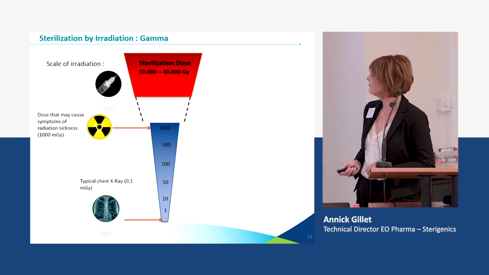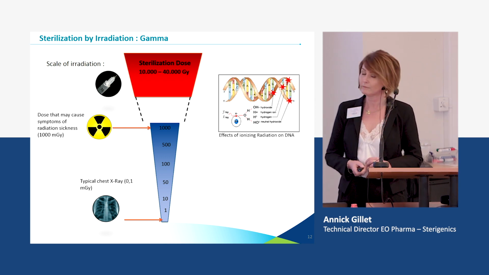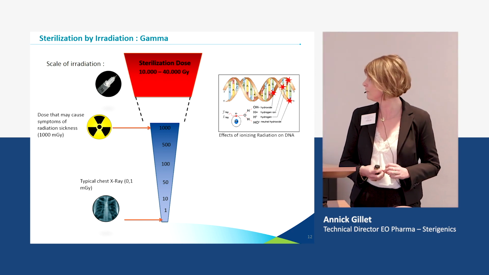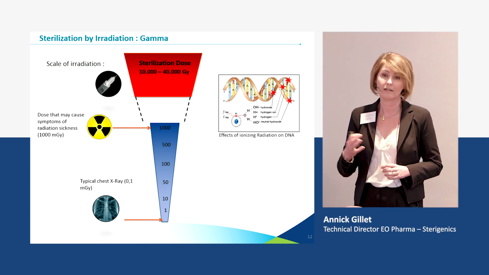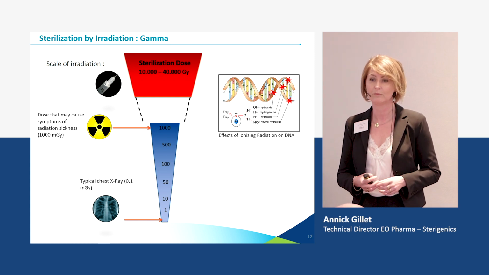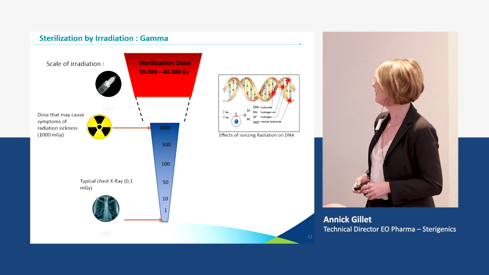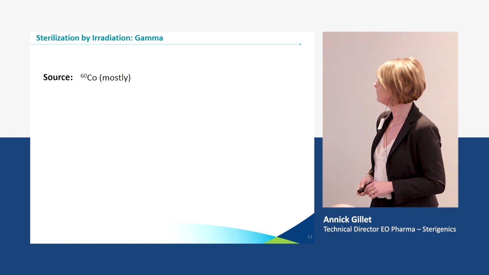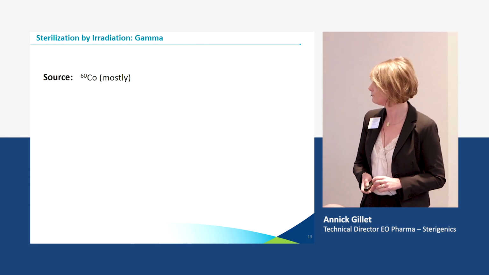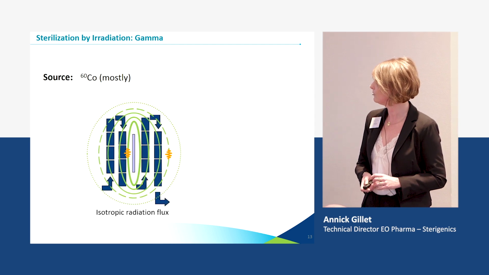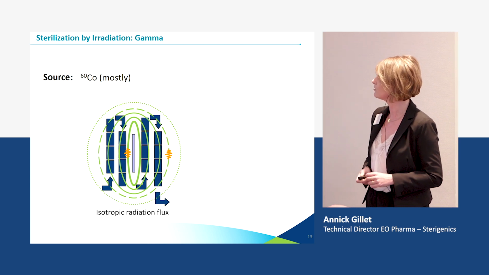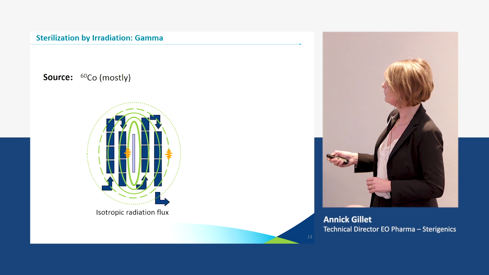The idea here is to damage the DNA of the cells. The photon will cause ionization of the DNA and make the cell unable to replicate, so it will die at the end. The source of radiation is mainly cobalt, so that's cobalt 60. The way it's presented here, you have the source of cobalt, and in blue you have the conveyor.